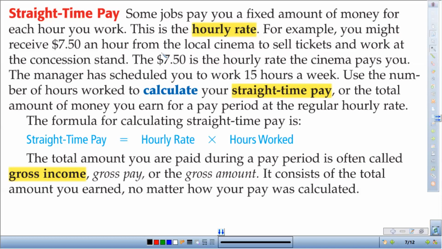$7.50 sounds like not a lot of money. The minimum wage in California right now, I believe, is $13. I can tell you, one of my first jobs when I was in high school, I got paid $6.50, and I was pretty excited because at the time the minimum wage was $5.75. I was getting 75 cents over minimum wage, and I thought that was pretty good. Yeah, minimum wage in Colorado when I was in high school was $5.75. So $13 is pretty good.